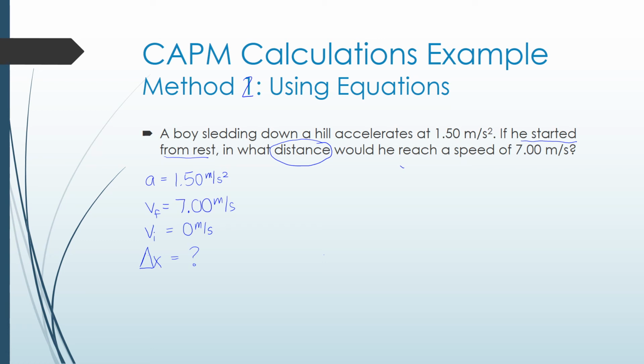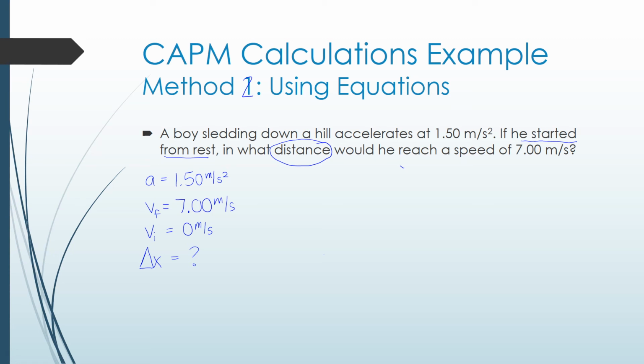Okay, now we know this thing's accelerating. It doesn't have a constant speed. So we know we're talking about the constant acceleration particle model. And that means I'm using one of those 4 equations. So take a look at those 4 equations. You should have them written down somewhere.